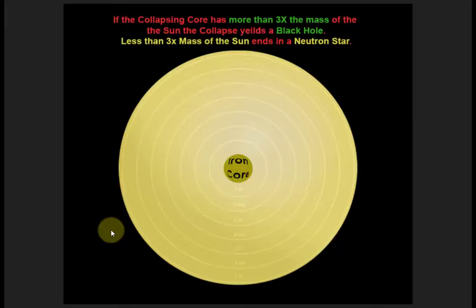Now this is the core that we're going to have left. The core is an iron core. Now if the collapsing core has more than 3 times the mass of the sun, the collapse yields a black hole. So this entire core is going to collapse, and if the core has more than 3 times the mass of the sun, it's going to go to a black hole, or if it has less than 3 times the mass of the sun, it's going to end up as a neutron star.